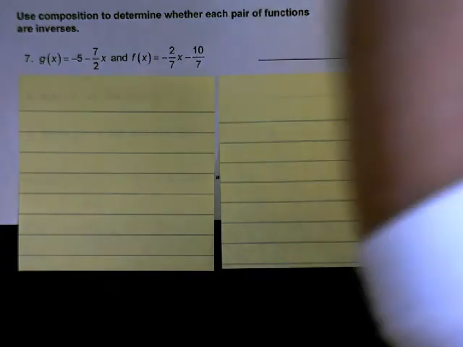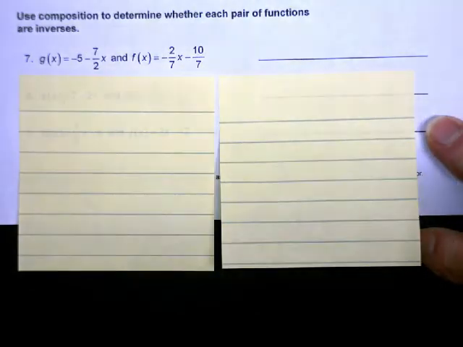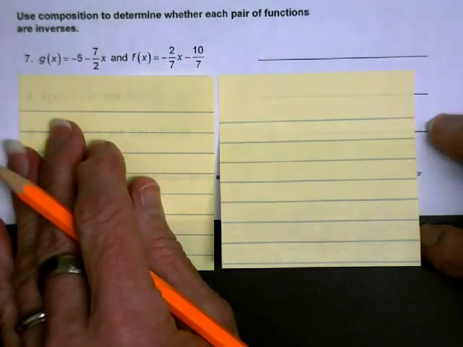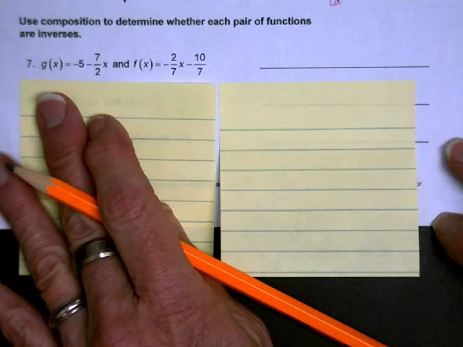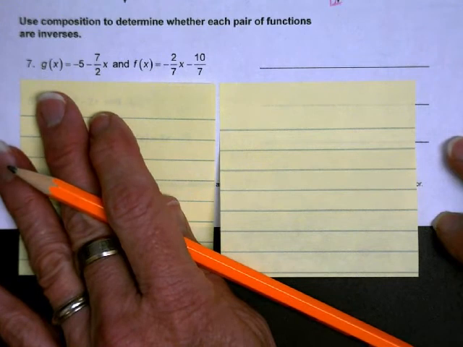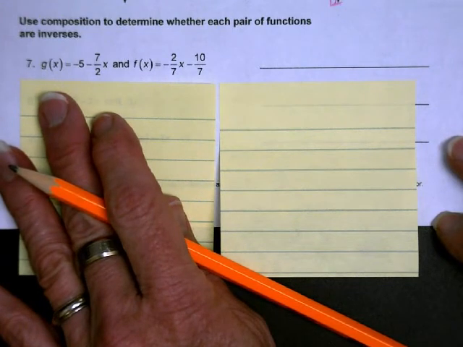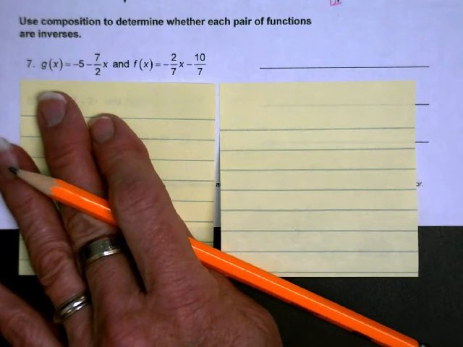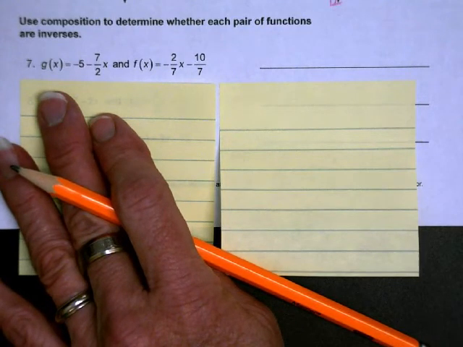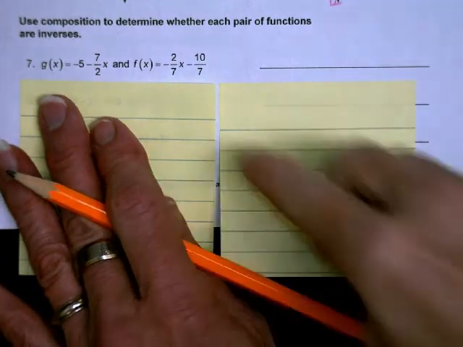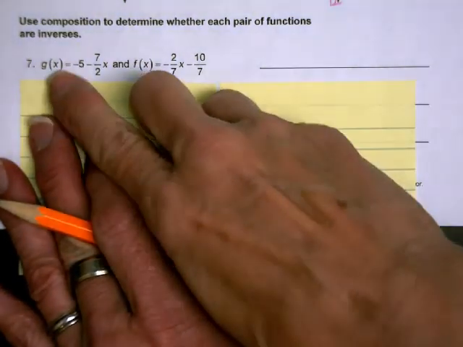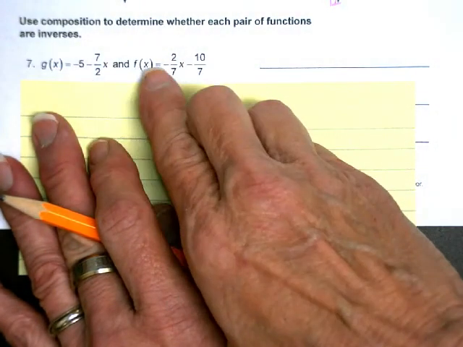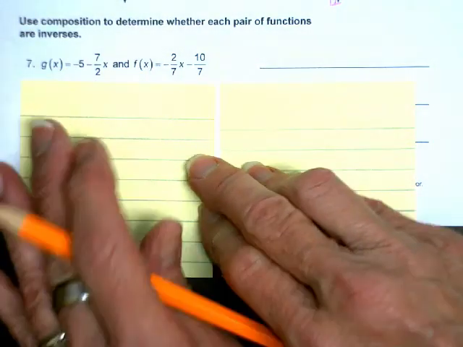Okay, so I'm going to just start out with a pencil. No colors on this one. If I can find my, oh, here it is. Okay. So first thing I'm going to define for you is this word in the sentence. It says, use composition to determine whether each pair of functions are inverses. You know what an inverse is. Where x and y are switched, that's the inverse. Create a new function. So they're saying this is the new function. Well, these are two different functions, maybe. We're assuming that g is the new function and f is the original function.